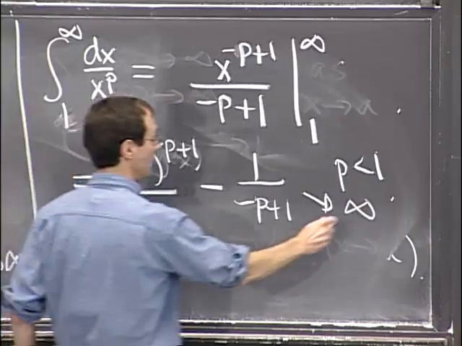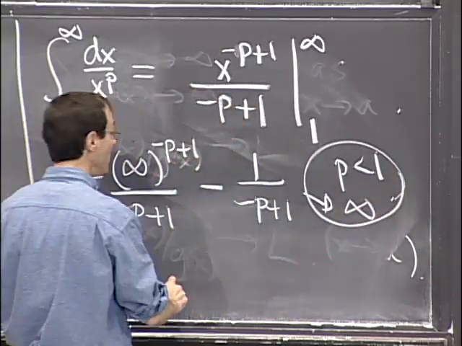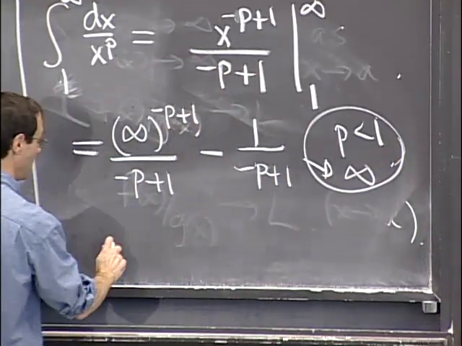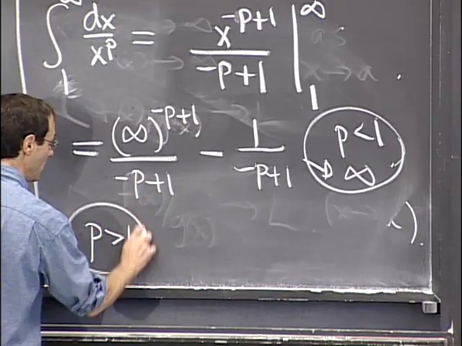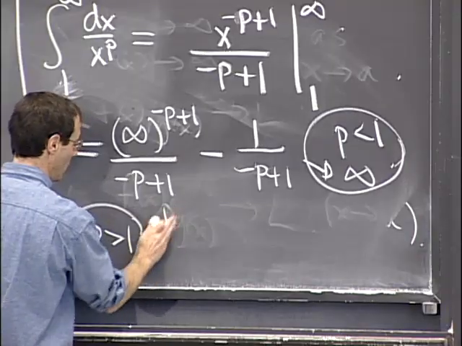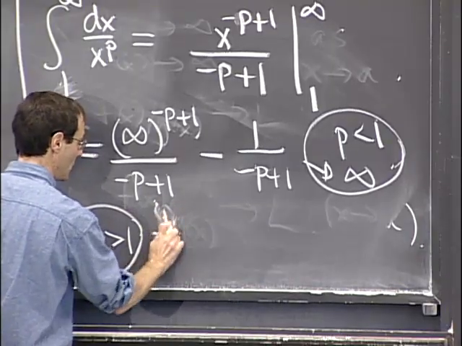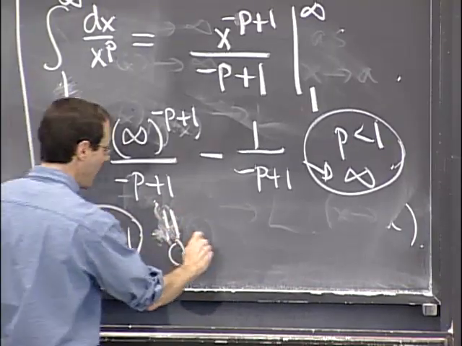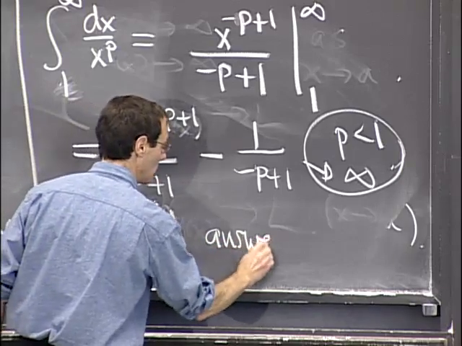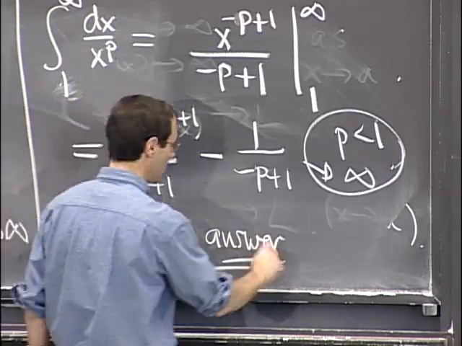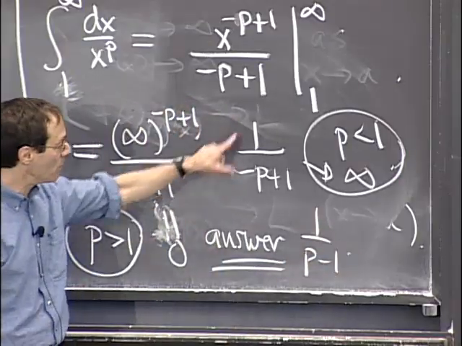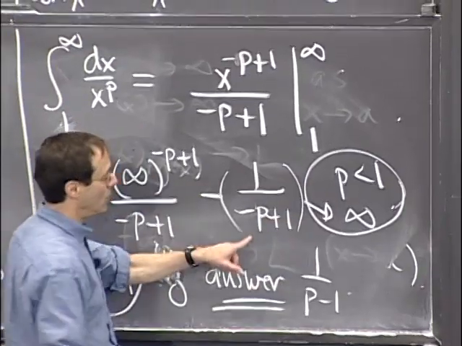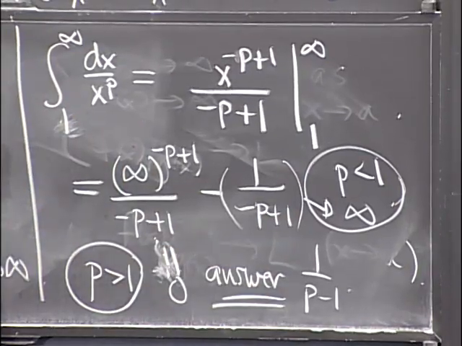On the other hand, when p is greater than 1, this thing is 0. It's just equal to 0. And so the answer is 1 over p minus 1, because that's this number, minus the quantity, 1 over minus p plus 1. All right? This is a finite number here.